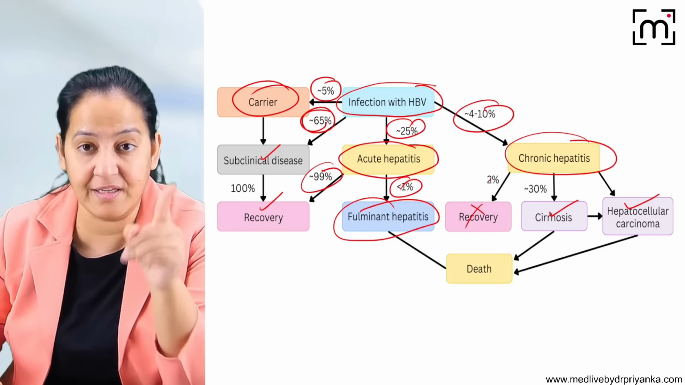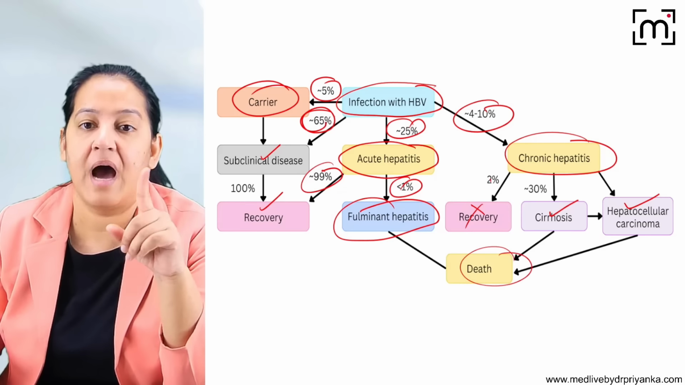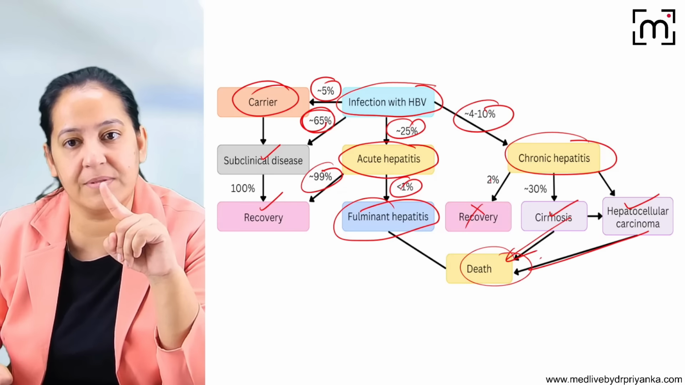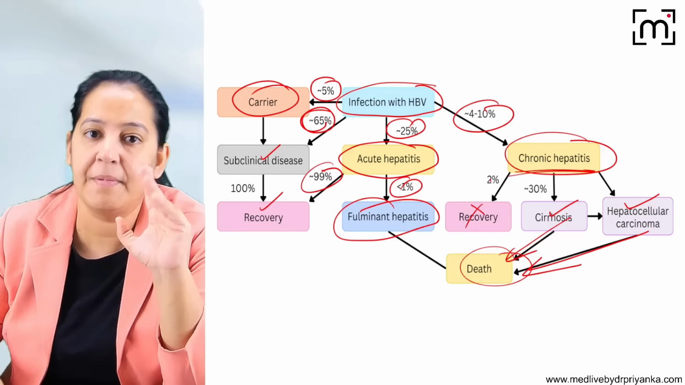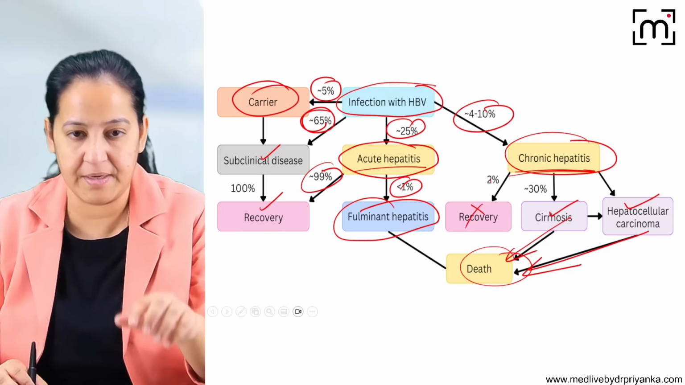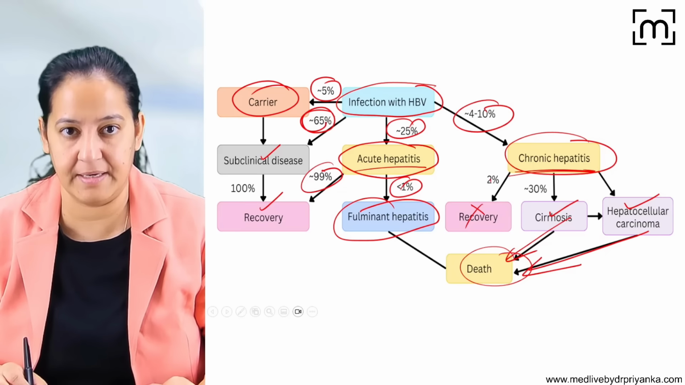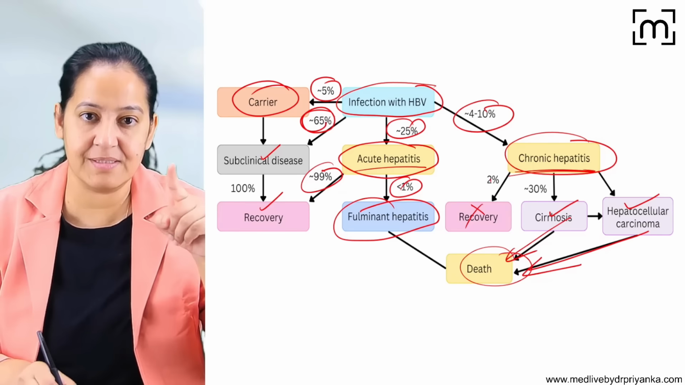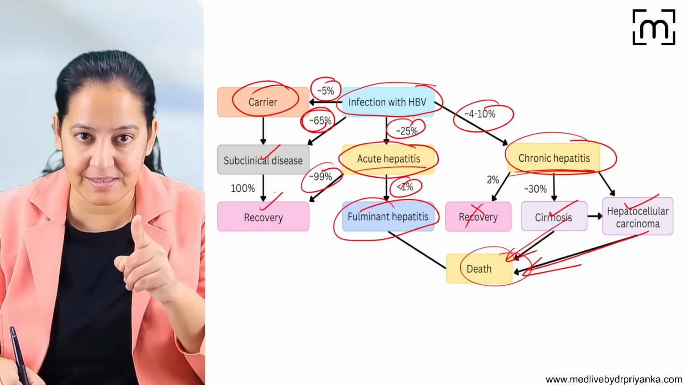Once the chronic occurs, the person ultimately dies, either with cirrhosis or with hepatocellular carcinoma. But if the person has acute, recovery is very common. Okay, so recovery occurs in acute. So 65% is subclinical, 25% is acute, and 10% is chronic. You can learn like that.